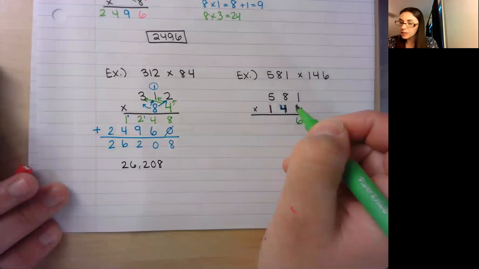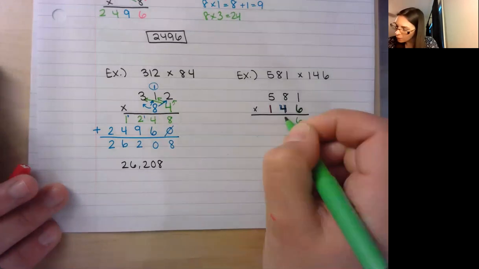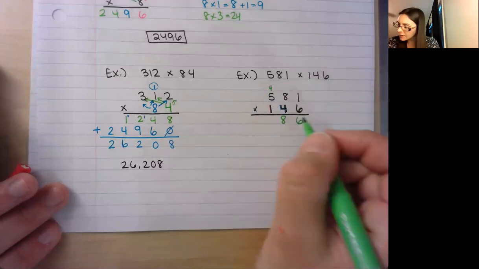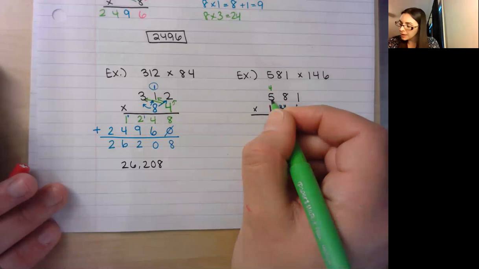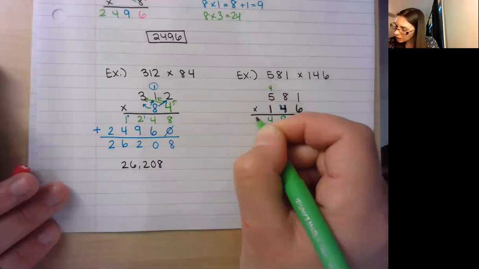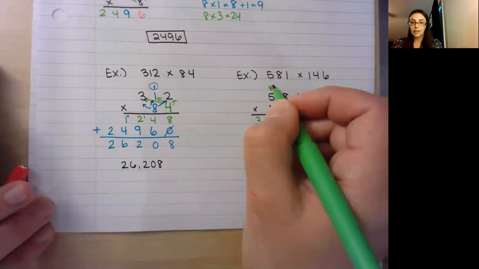6 times 8 is 48. So I put the 8 and I carry the 4. 6 times 5 is 30, plus 4 is 34. Now, you may want to circle how I did in the other ones, or when you're done using it, you may want to cross it out so you don't mix it up with the next row.